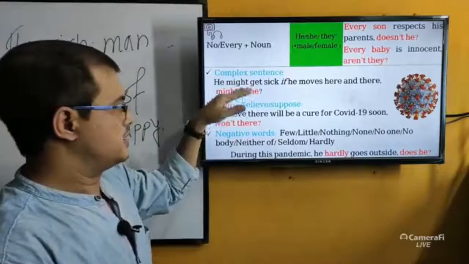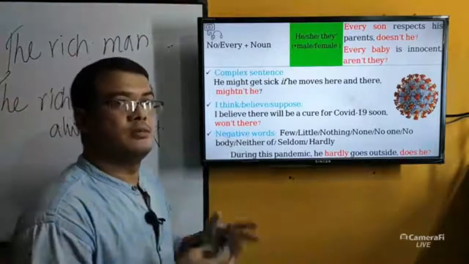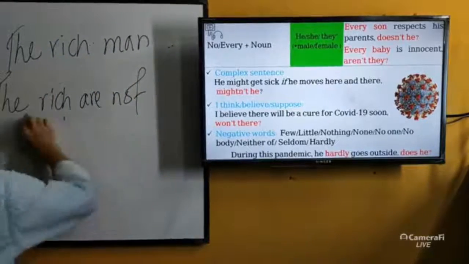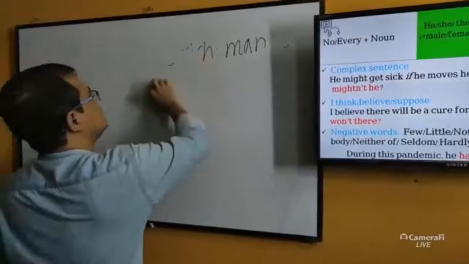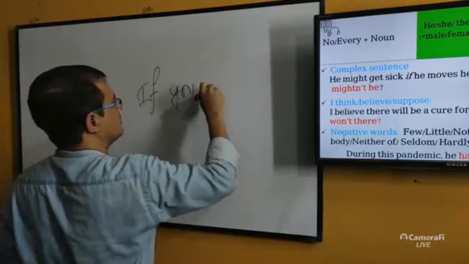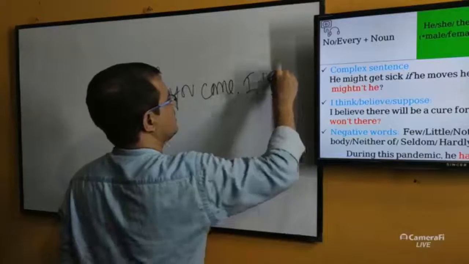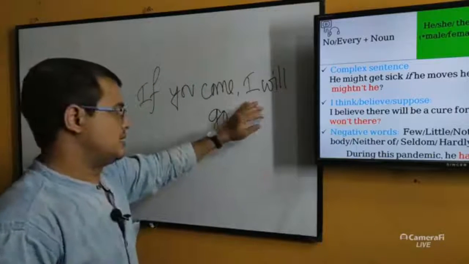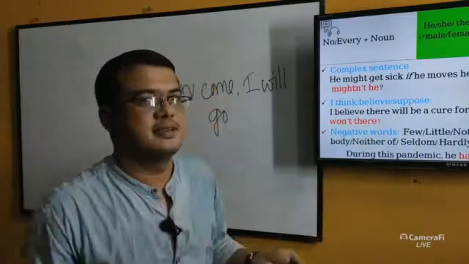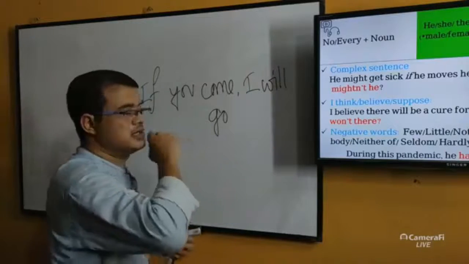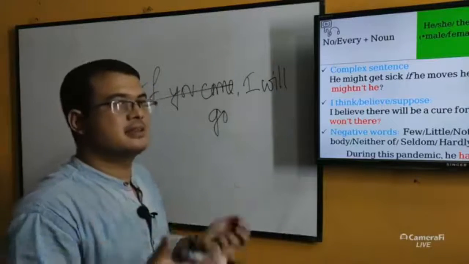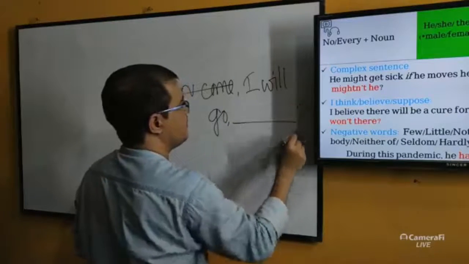Now the complex structure. In case of complex structure, we will just follow the independent clause. Let me give you an example in an easy sentence. If you come, I will go. This is an example of a complex sentence. Here, if you come, যদি তুমি আসো, if I stop here, it doesn't make any sense. So we need the next part, which is the independent clause. If I just remove the first part, I will go. Yes, this makes complete sense, and that is why I will make the tag question of this.